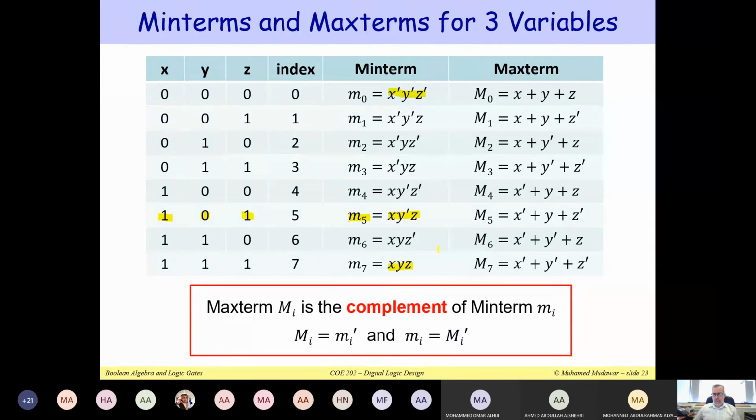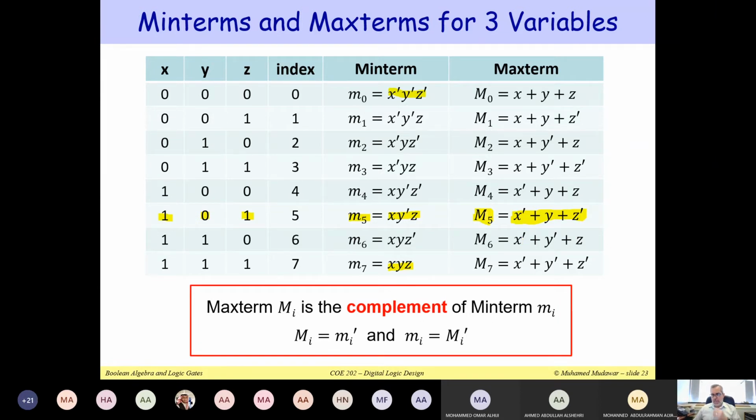On the other hand, the max term, capital M sub 5, will be x prime or y or z prime. It's an or term, whereas the minterm is an and term. This is one difference. Another difference is that here we have x, here we have x prime. Here we have y prime, here I have or y. Here I have and z, here I have or z prime.